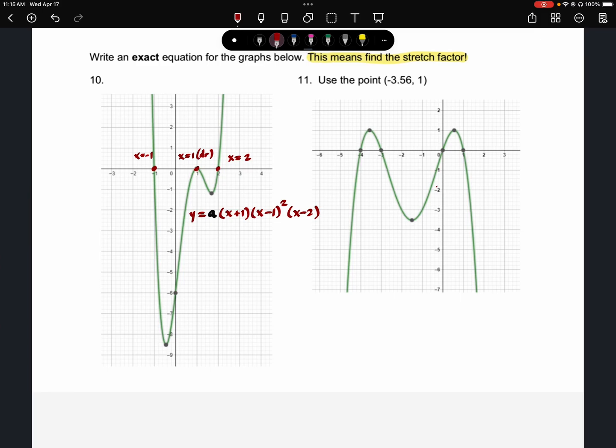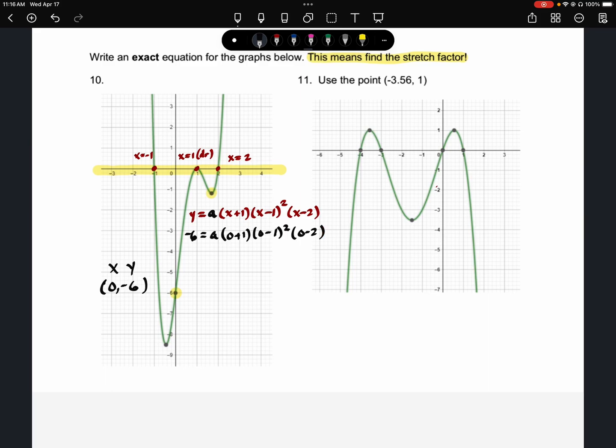Our next step will be to choose a point that is not on the x-axis. So you can't use any points that are on this line. It has to be a different point. It's kind of hard to see, but this point is the y-intercept, so the coordinates would be (0, -6). So let's plug in the x value and the y value. We get -6 equals a times 0 plus 1 times 0 minus 1 squared times 0 minus 2.